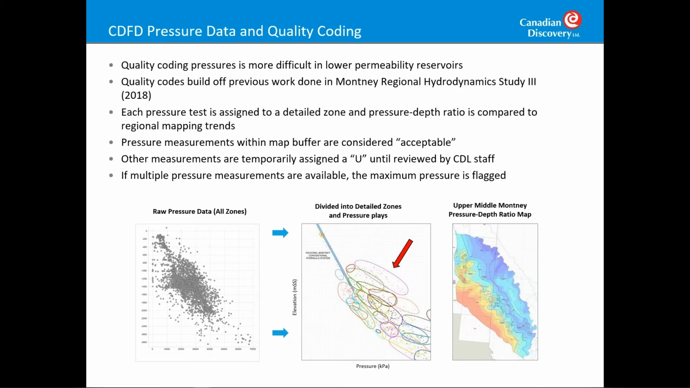We're essentially dividing the data into smaller subsets and then determining the acceptable level of scatter within that smaller subset to quality code the data accordingly. If the measured pressure falls outside what we consider acceptable, then we give the test a U quality code so that we know to manually take a closer look at that test report. Within each well, we also highlight a maximum pressure where there are multiple pressures, providing the ability to easily evaluate pressure changes over time.